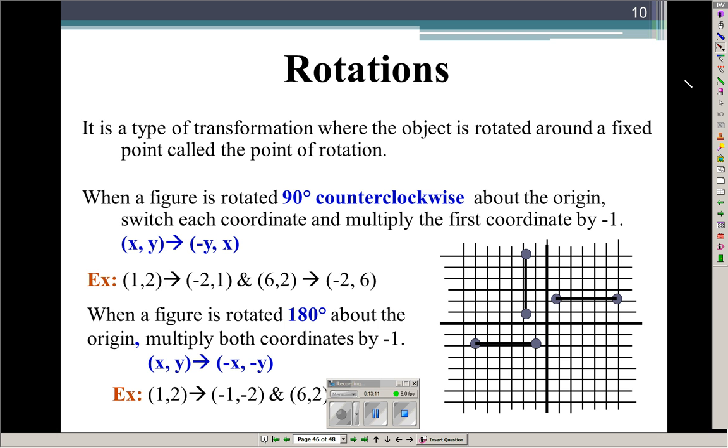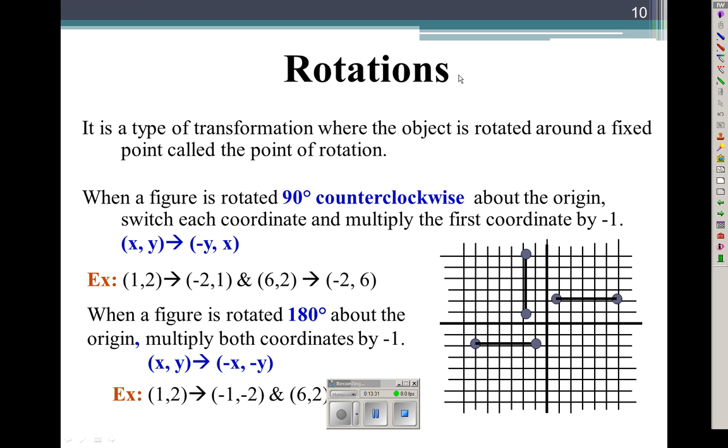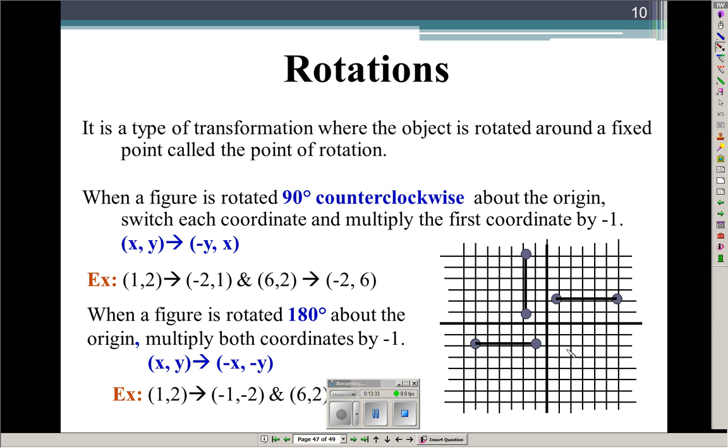Another way to look at it is point 1, 2 is 1 to the right, 2 up. If you rotate your head 180 degrees, completely upside down from the origin, go 1 to the right, 2 up, and there's your new point. 6, 2 is 6 to the right, 2 up. Rotate your head all the way upside down from the origin, go 6 right, 2 up, and there you are again.